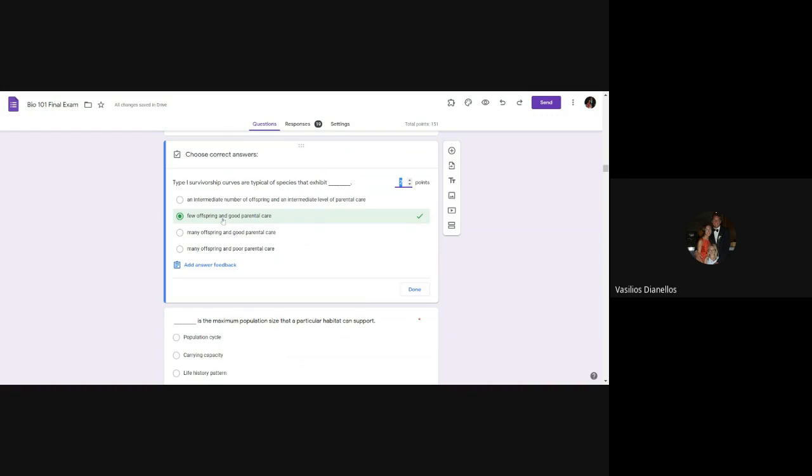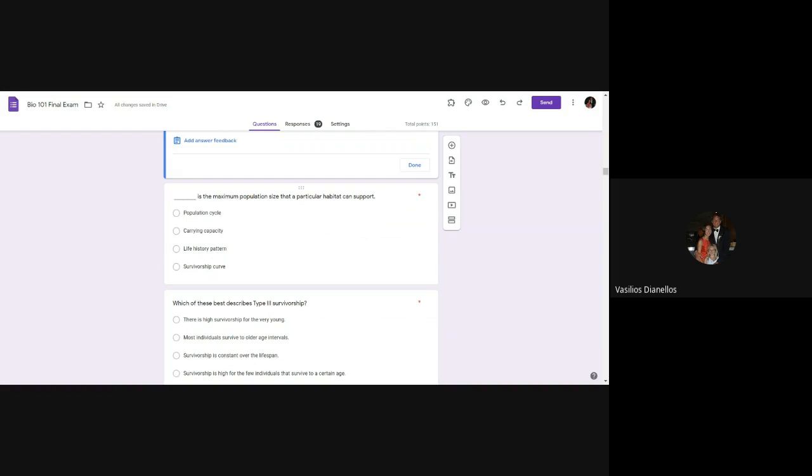The next question. Blank is the maximum population size that a particular habitat can support. I was hoping this would be easy. The answer is carrying capacity. It's just that simple. Carrying capacity is the maximum population size the habitat can support. Population cycle is describing an event, right? Or events, if you will. So that's obviously not it. Life history pattern. No, again, I don't have time to get into all of these. Survivorship curve. Yeah, the answer is just simply carrying capacity.